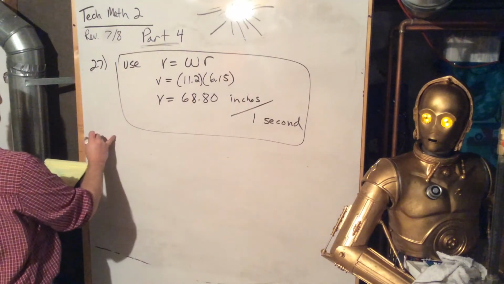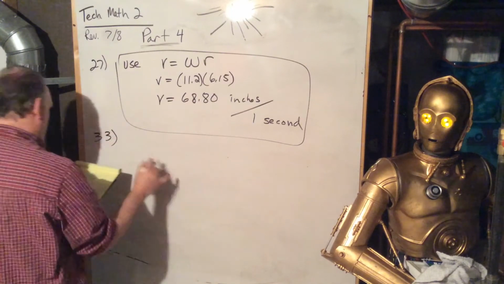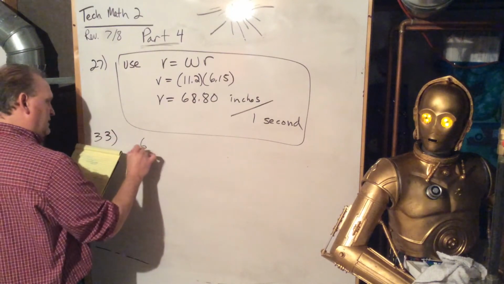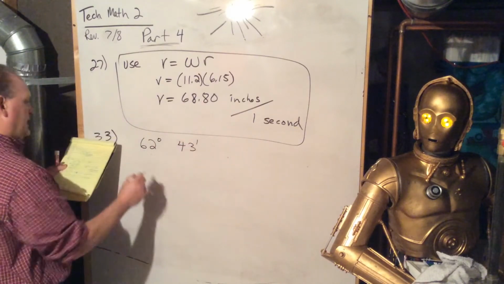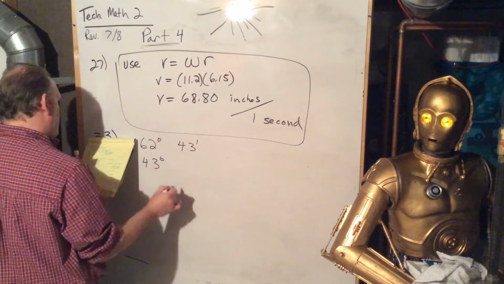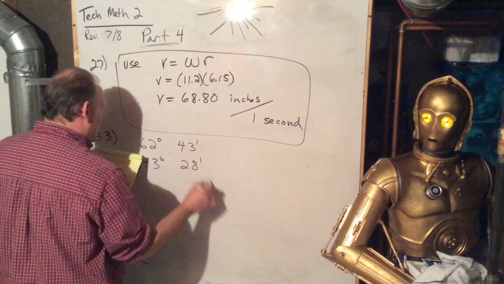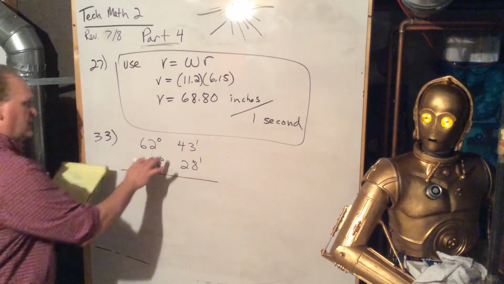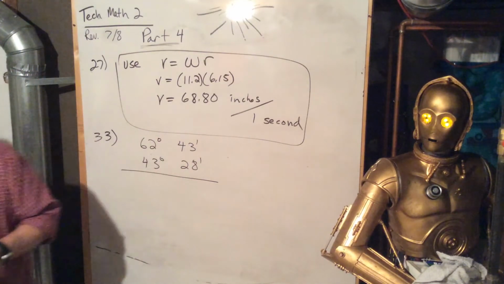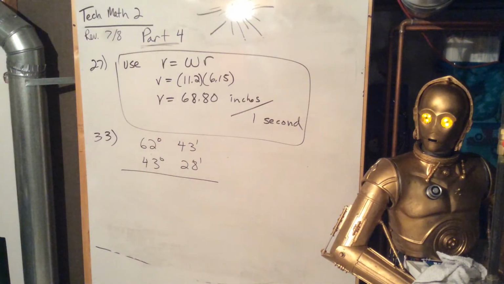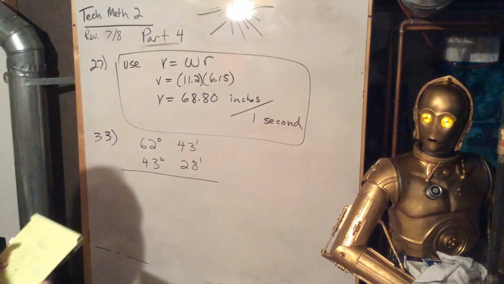33. Find the third angle, given that one angle is 62 degrees, 43 minutes. The other angle is 43 degrees, 28 minutes. So again, you could do this strictly in your calculator. You'd go second, second apps on your calculator is angle, and you'll find degrees and minutes on there.